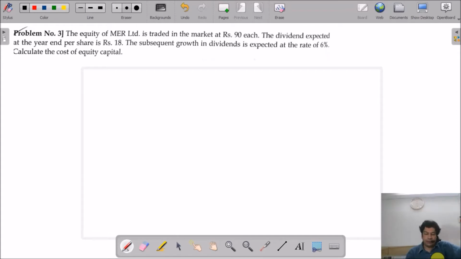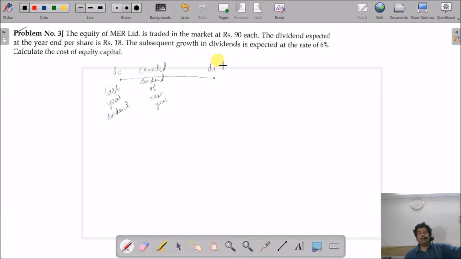Now here something I need to explain to you. This is the timeline I am making. This is called D0. It is called last year dividend. And D1 is the expected dividend of the next year.